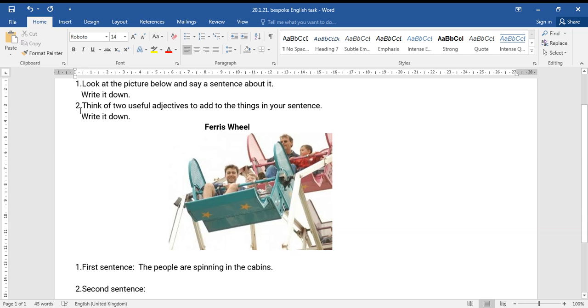Now the second part of the task says, think of two useful adjectives to add to the things in your sentence and then write the sentence down. Okay, so the things in my sentence are people and cabins. So I need to look at the people and then look at the cabins and think of some useful words to describe them. The people are excited and they're smiling. So that would be good. The excited, smiling people are spinning in the cabins. So I'm going to type that first to make it easier.